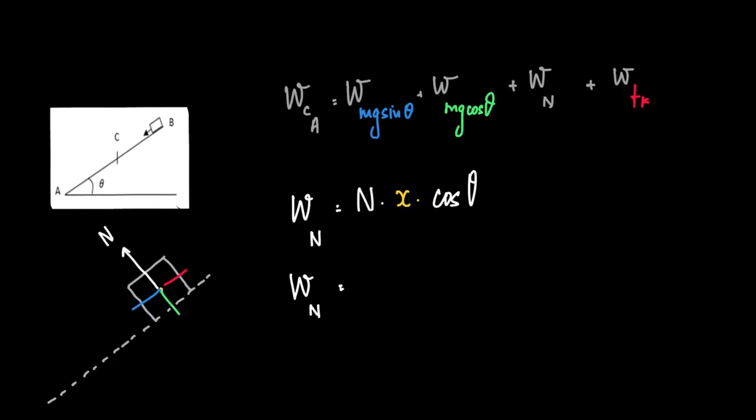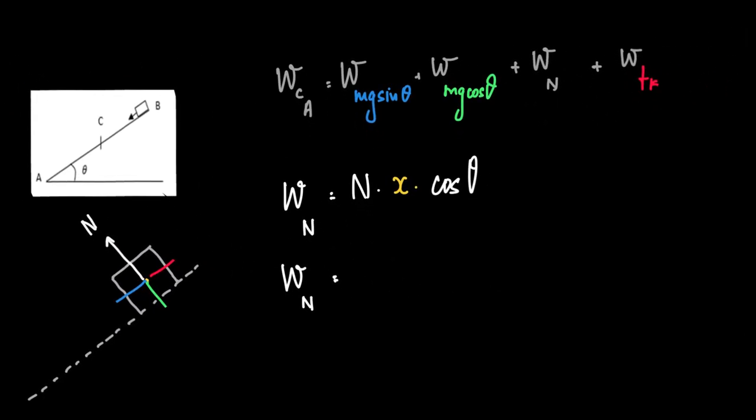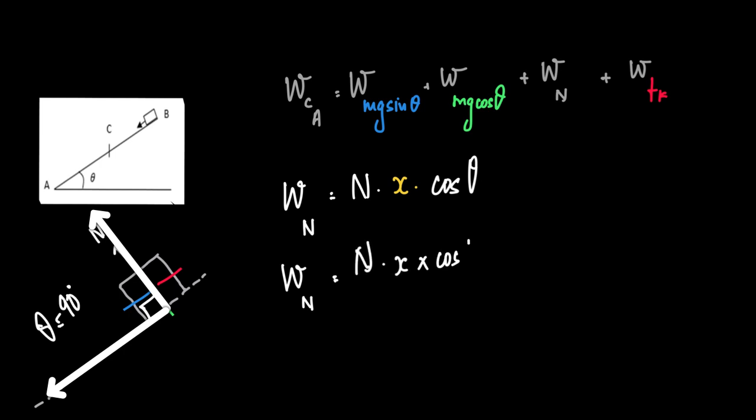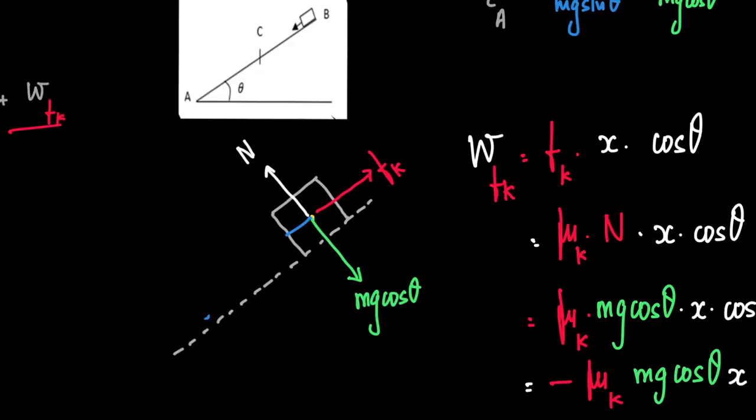Now let us see the case of normal reaction. Normal reaction is acting upwards like this. Direction of displacement is downwards like this. The angle between them is theta, which is equal to 90 degree. Therefore, work done by normal reaction will be N into x into cos 90. What is cos 90? It is 0. So work done by normal reaction is also equal to 0. So we have calculated mg sin theta, mg cos theta is 0, normal reaction is 0. All we need to find out is work done by friction.